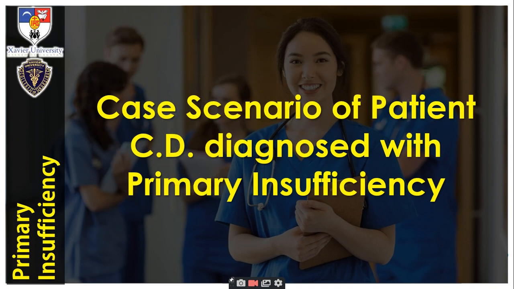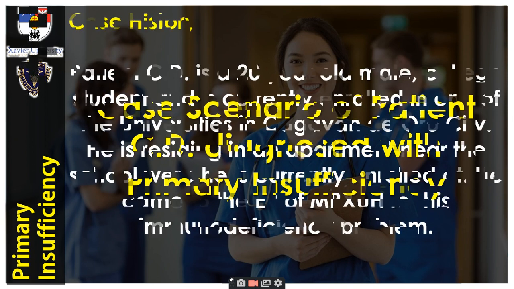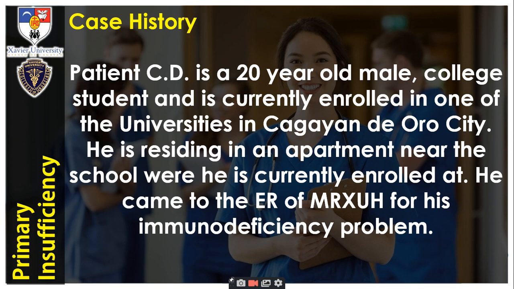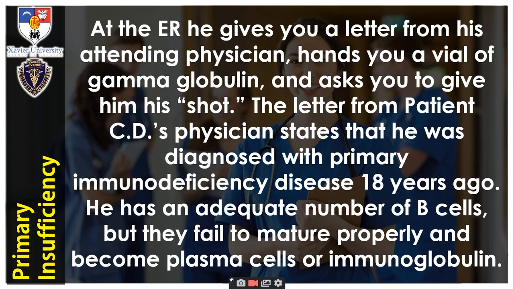Let's now have your case scenario of patient CD diagnosed with primary immunodeficiency. Case history. Patient CD is a 20-year-old male college student, currently enrolled in one of the universities in Cagayan de Oro City. He is residing in an apartment near the school. He came to the ER of MRXUH for his immunodeficiency problem. At the ER, he gives you a letter from his attending physician, hands you a vial of gamma globulin, and asks you to give him his shot.